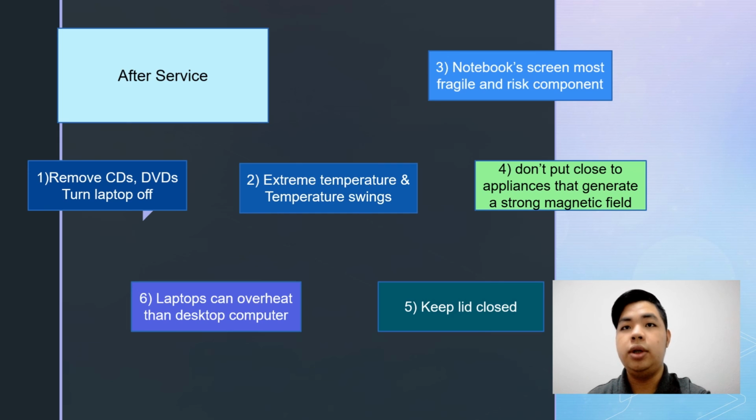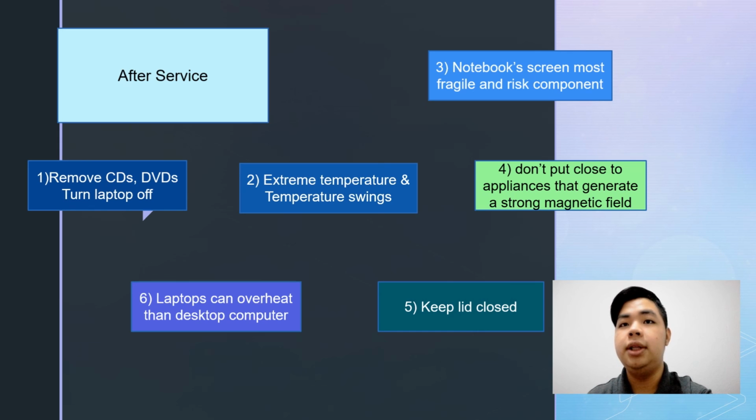You should not put a laptop close to appliances that generate a strong magnetic field, such as televisions, large speakers, and even some high-tech refrigerators. You should even avoid putting your cell phone on top of your laptop while both are on.